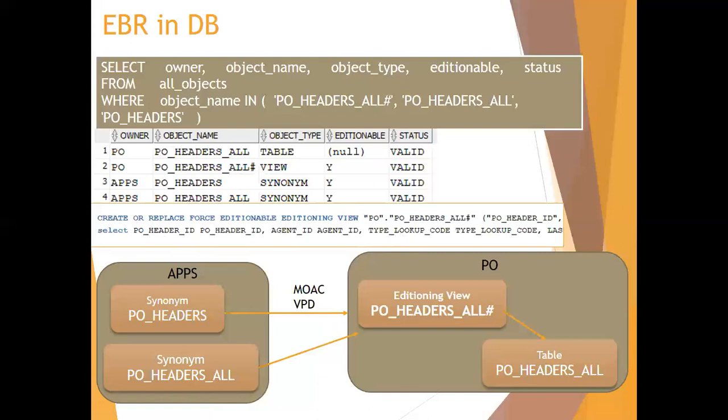By default, when you access PO_HEADERS_ALL, none of the MOAC access is applied, because PO_HEADERS_ALL will simply retrieve all the data without any where clauses. But when you access PO_HEADERS, the basic functionality it expects is that you apply multi-org access control, that is, you need to initialize your MOAC org ID. Based on that, at runtime it will apply the appropriate where condition for that particular org, and you'll get the data of only that specific org, or multiple orgs based on the security profile and MOAC initialization. The only thing is this editioning view is an extra concept in EBR.